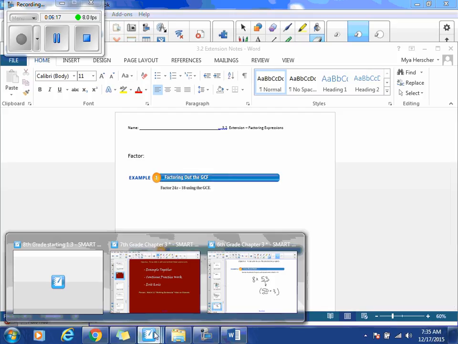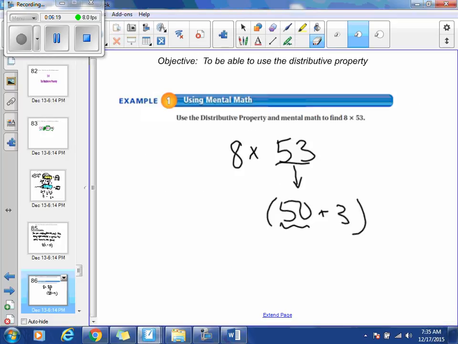If it was 68, whoops, you could break it down into 60 plus 8. If it was 72, you could break it down into 70 plus 2. If it was 109, you could break it down into 100 plus 9.